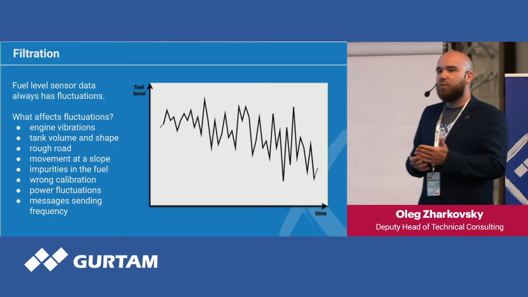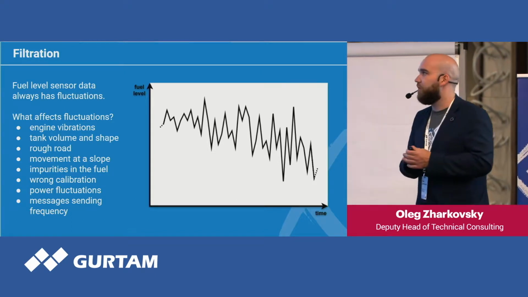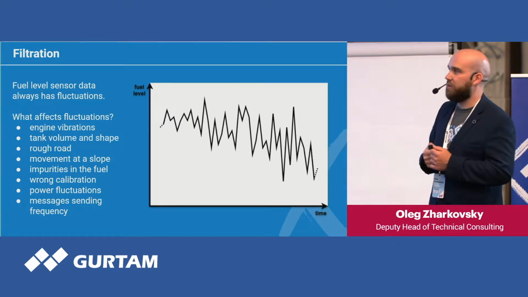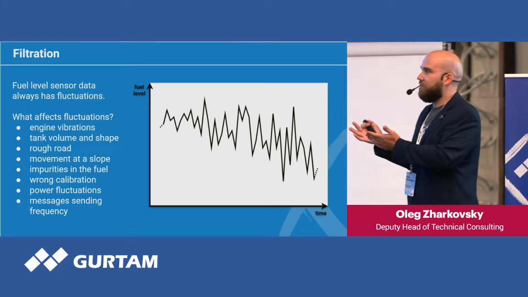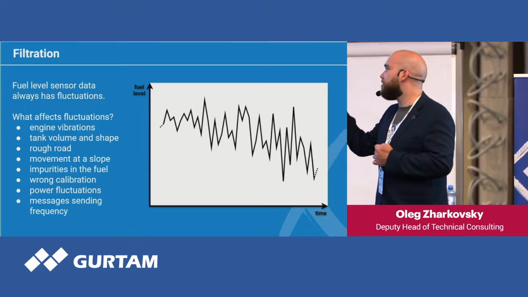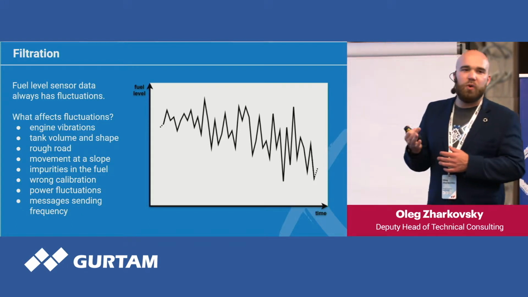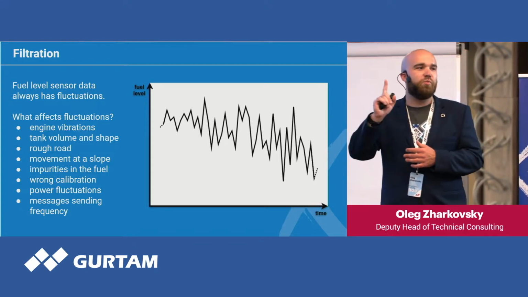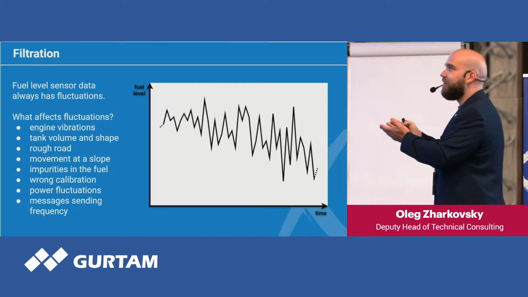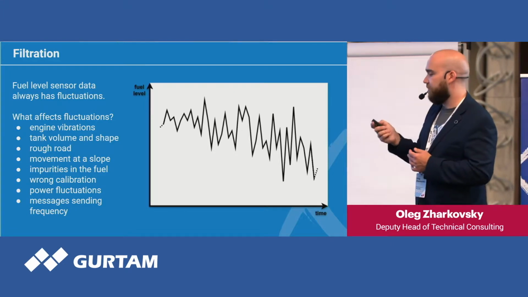And the first one, when we start working with FLS, is the filtration question, because definitely we'll have some fluctuation coming from the FLS. And these fluctuations are connected with engine vibrations, tank volume shape, rough road, and so on and so on. So there is no way to avoid it. Well, there is one when you work with a stationary unit. But mainly we are working with a moving unit, so we'll definitely have this chart.